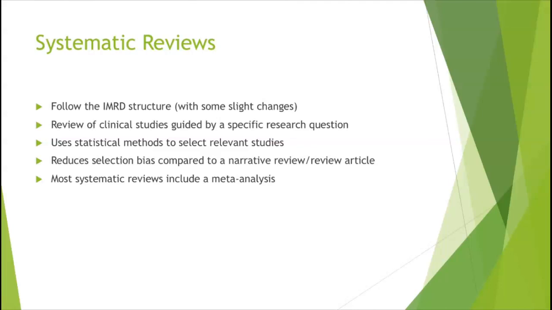Now, what a systematic review does compared to a review article is that it reduces selection bias compared to a narrative review or review article. By the way, narrative review is another term for review article that you might come across in your work. And again, all of these systematic reviews and meta-analyses are based on statistical methods to select relevant studies, rather than in the review article where the author can fall prey to a selection bias on their part. Okay, so these three genres, meta-analysis, systematic reviews, and review articles, we'll look at together because they really kind of go hand in hand.